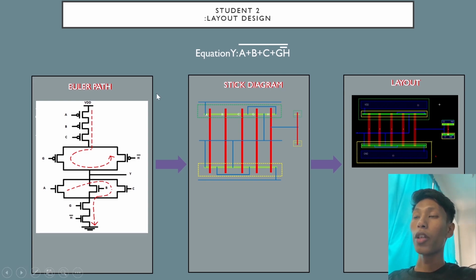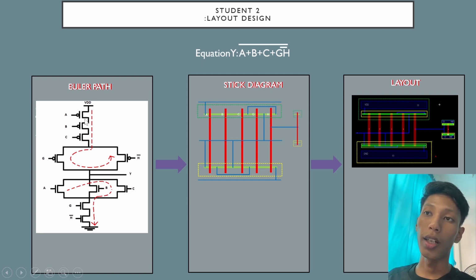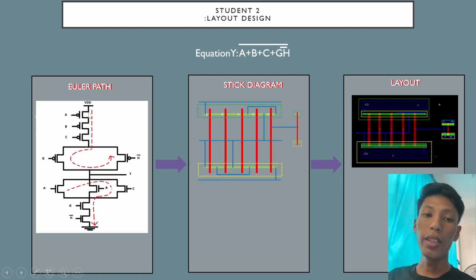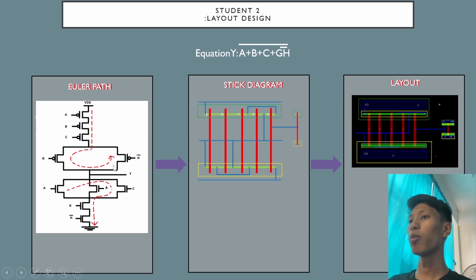Let's look at the equation Y equals A plus B plus C plus GH bar. This is our equation. First part, we need to make a transistor logic diagram. For the transistor logic diagram, we make an Euler path to know how the paths go from the VDD at the PMOS to the A, to the B, to the C, to the G, to the Y and H. That's the Euler path at the PMOS. And for the NMOS, A to the B, to the output Y, to the C, to the G and to the H. They are the same at the PMOS and NMOS, the pull up network and pull down network.